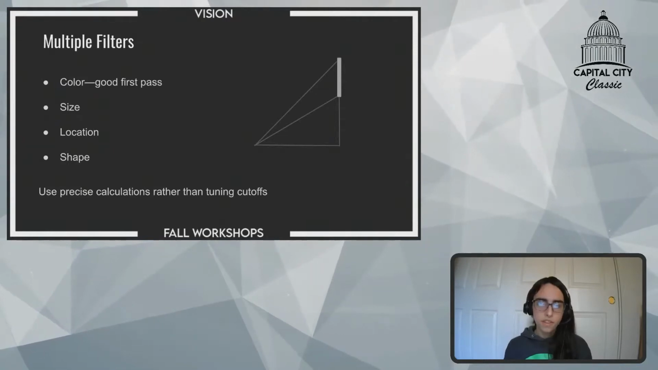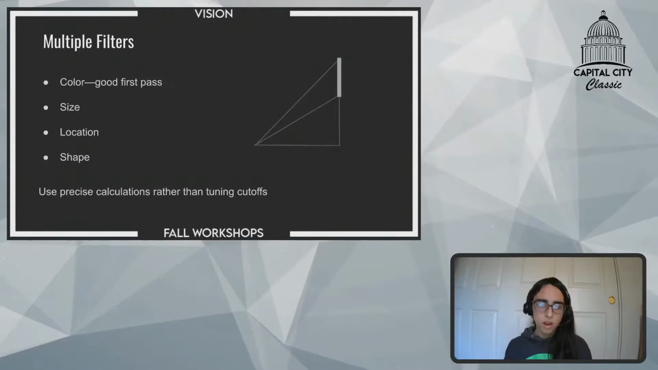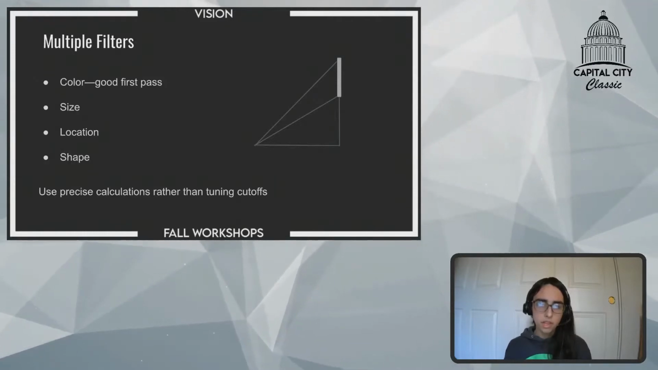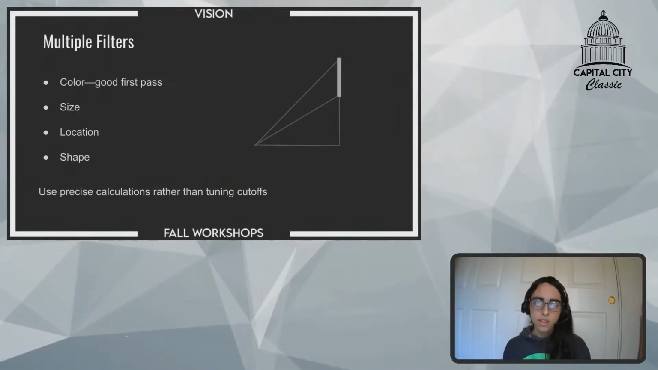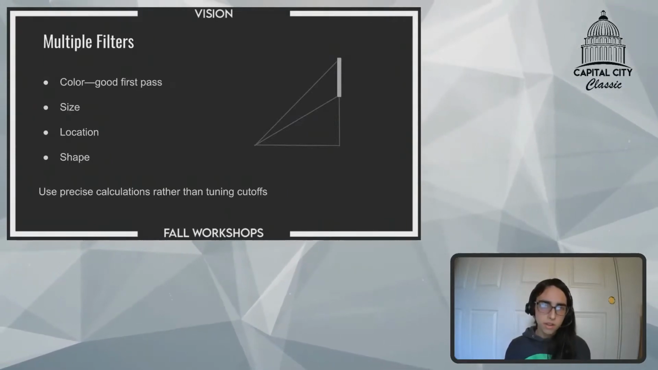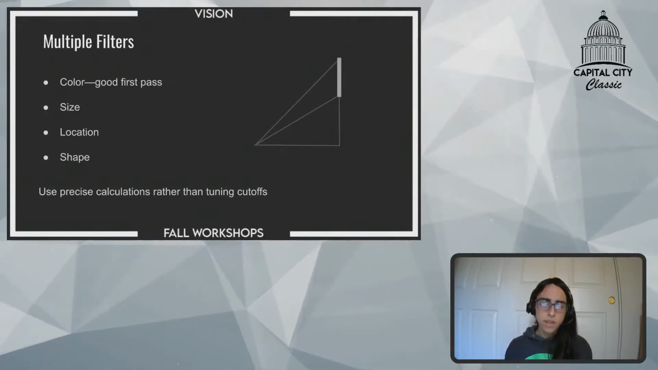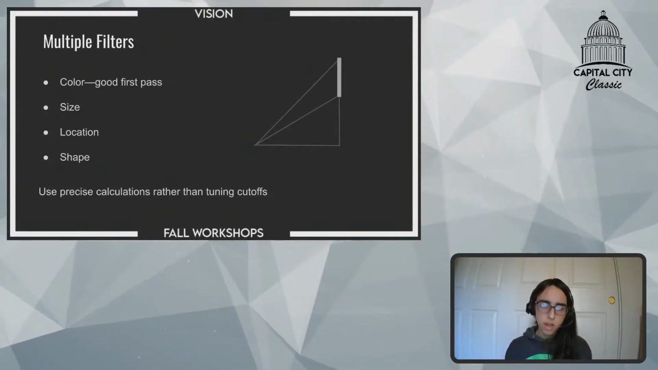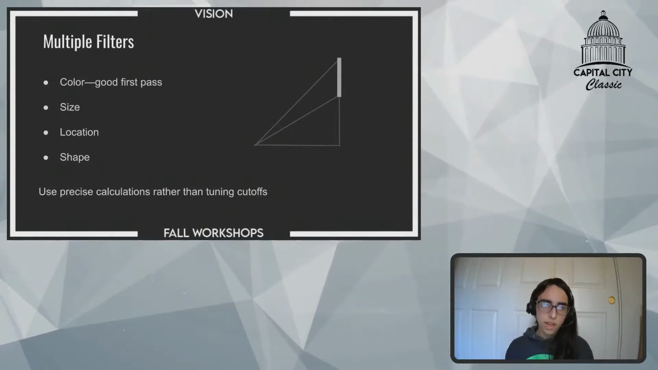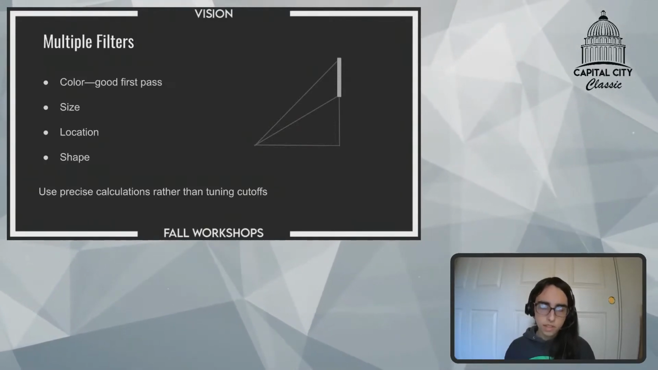The target isn't very small. Anything very small is noise, and anything very large is probably glare off of something that is close by. And the target has to be a certain location and shape. The way that you should measure the location and shape isn't by just tuning values. Don't say that, okay, this looks vaguely rectangular.